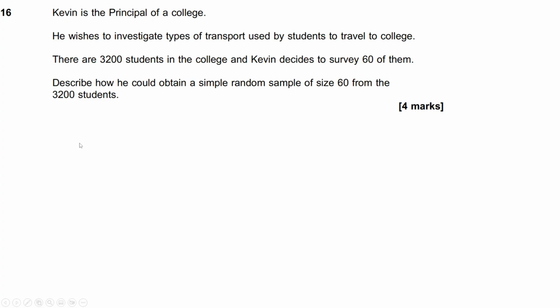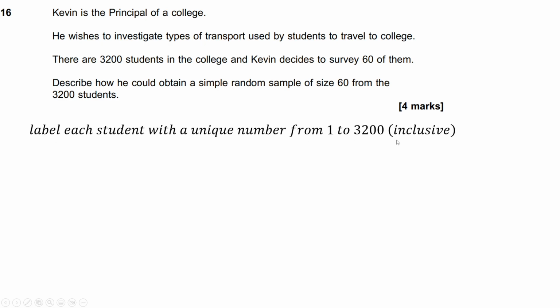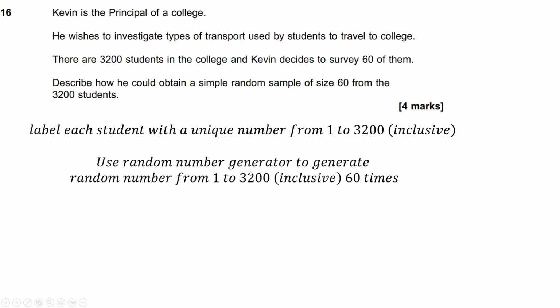Now, the way that I said is just label each student with a unique number from 1 to 3,200. Obviously the number is going to be unique because between 1 and 3,200 every number is unique. Anyways, use a random generator to generate random numbers from 1 to 3,200, 60 times.